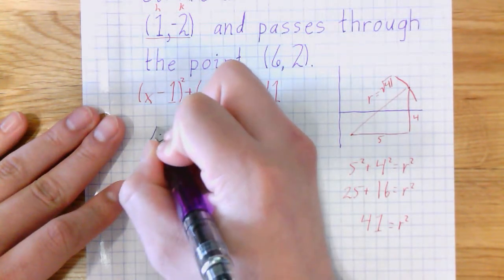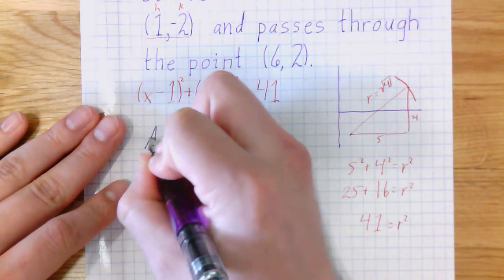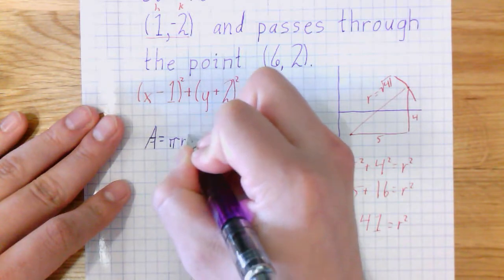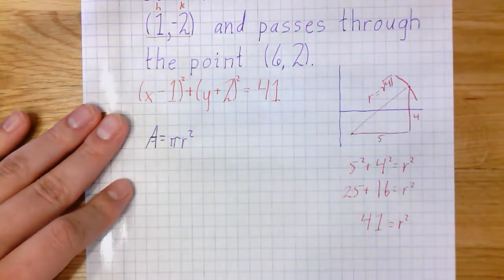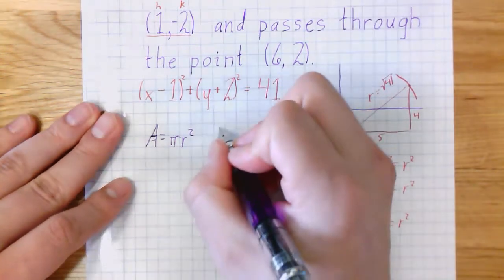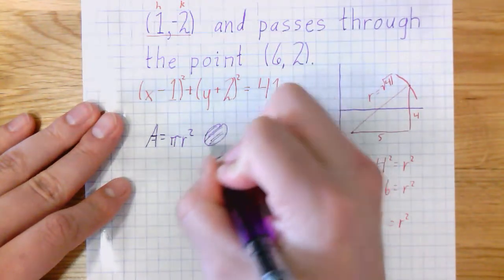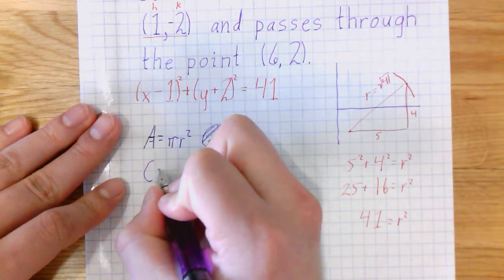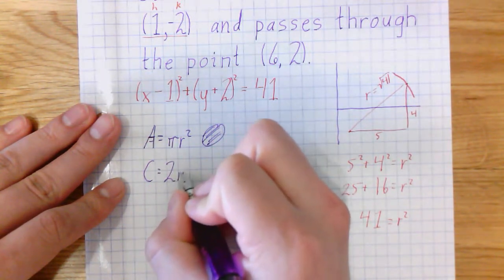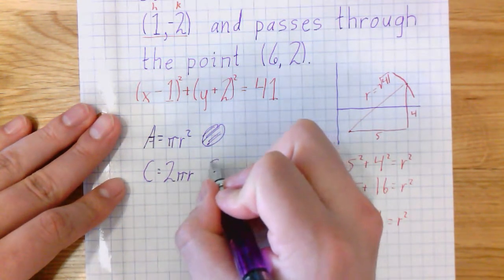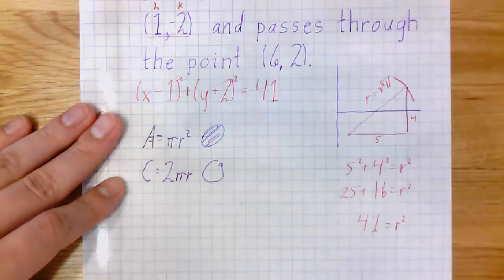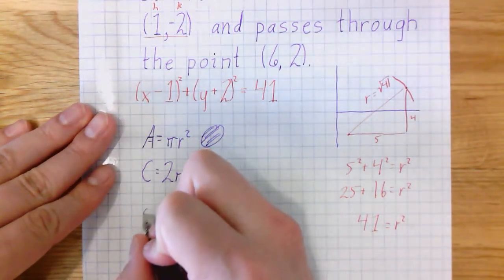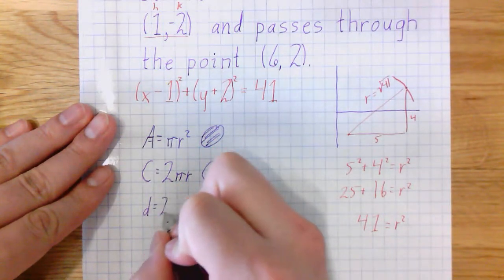So here it is. Area, A, equals pi r squared. That's important. You should just know that. You should have a tattoo of that. That's how much stuff goes in the circle, right? Circumference, 2 pi r. That's the distance around the edge. What else do you know? Diameter equals 2 times the radius.